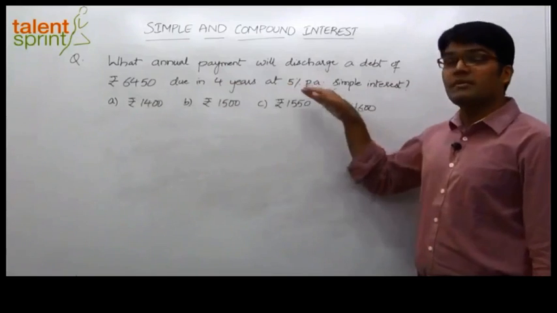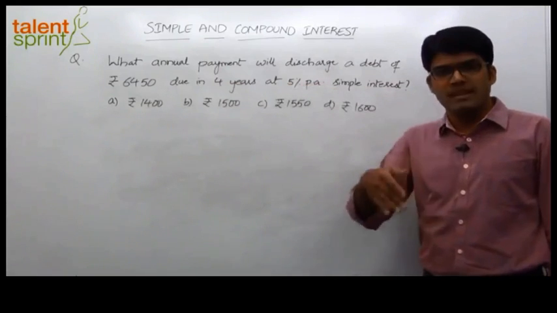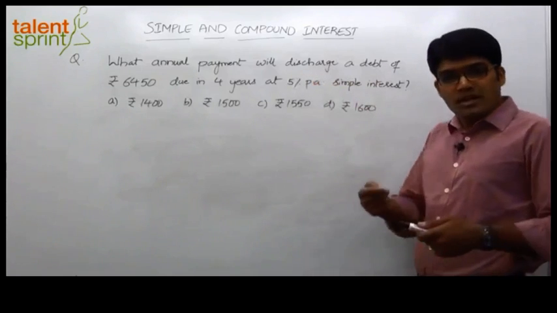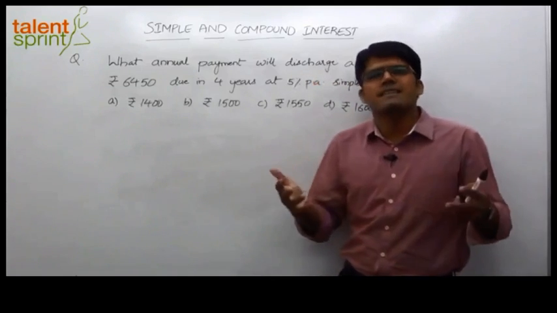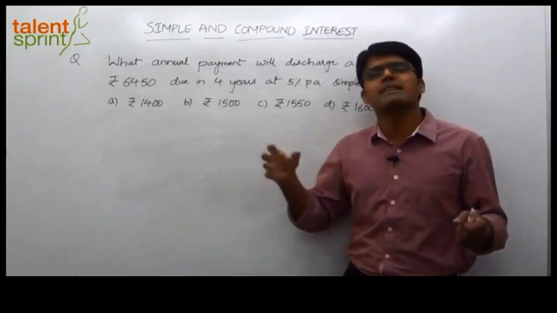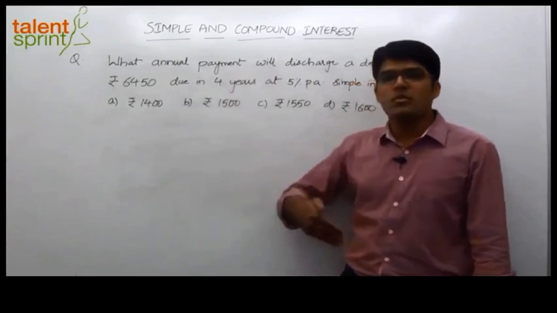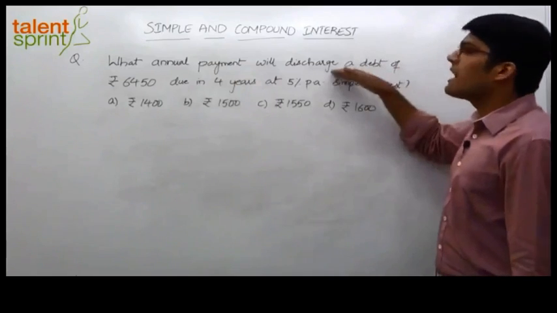What is the prevailing rate of interest? 5% per annum. So the existing rate of interest is 5% per annum. What annual payment? EMI is generally equated monthly installment, but here it is equated annual installment, EAI you can say. What installment will discharge the debt?